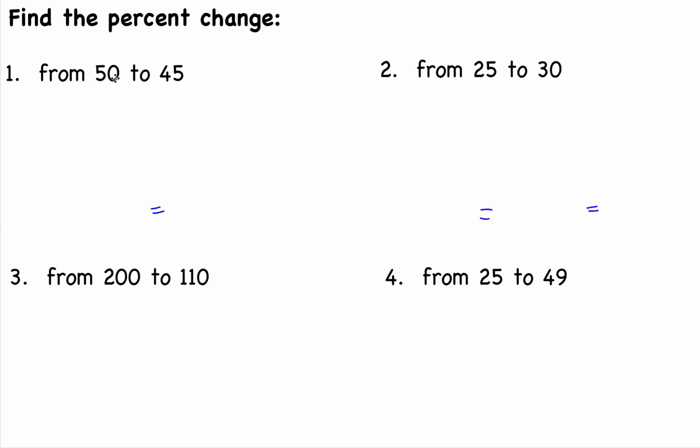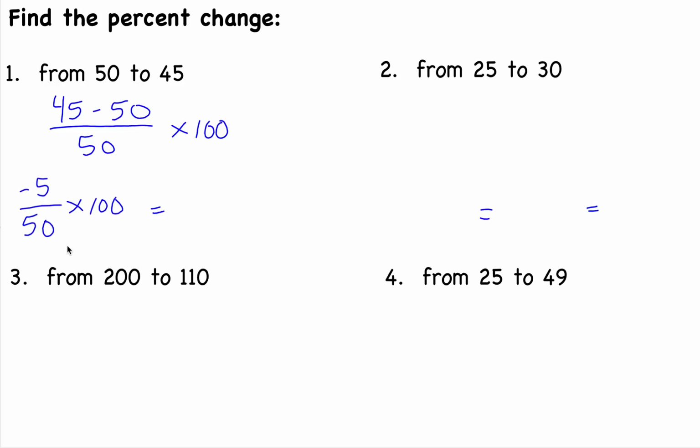So let's go ahead and do some examples. We want to find the percent change from 50 to 45. So we're starting with an original of 50 and we're ending with 45, so that's a percent decrease. It's going down. So let's go ahead and put those numbers in our formula. So we have the final, which is 45, minus the original of 50, divided by the original of 50 times 100. And 45 minus 50 is negative 5, so watch your signs. It's negative 5 over 50 times 100. Well, this is the same as negative 1 over 10 times 100, which is a 10% decrease.